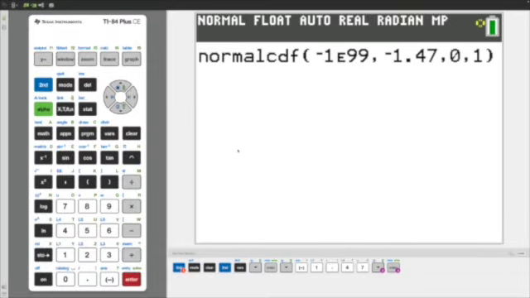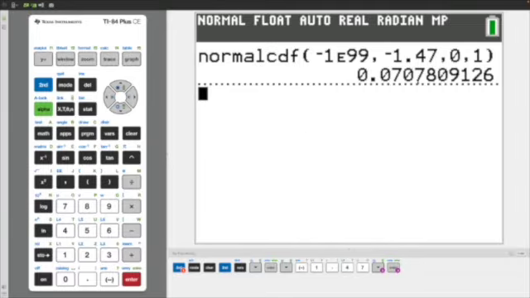So I get a p-value for that first one of 0.0708 if I round it to 4 decimal places using that normal CDF. So we got 0.0708. Remember that the two-tailed test is symmetric, so it's just multiplying that value by 2 to get 0.1416.